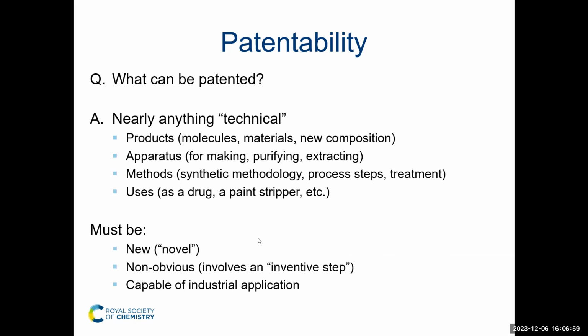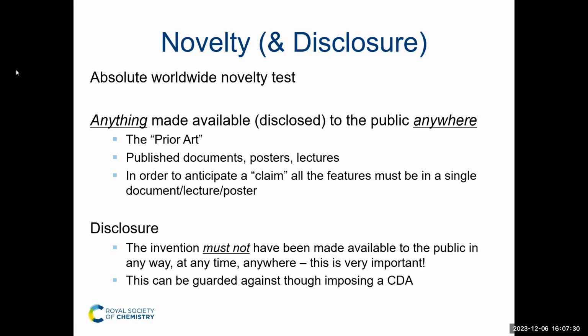And if we want to patent something, take note that it must meet the following criteria. So number one, it must be new, or in other words, tinatawag natin tong novel. Number two, it must be non-obvious. So meron siyang tinatawag na inventive step. And number three is it must be capable of industrial application. So nagagamit siya in industry. Okay?